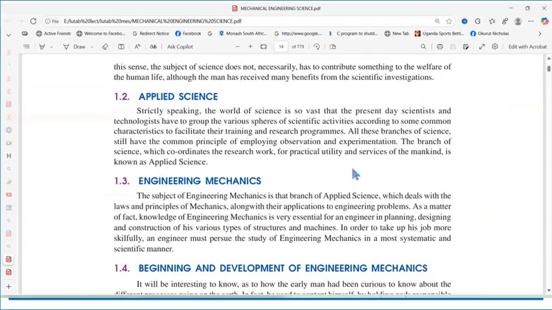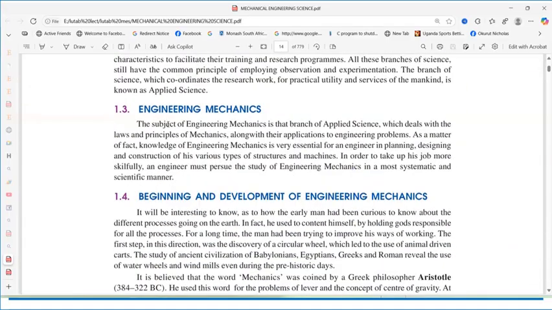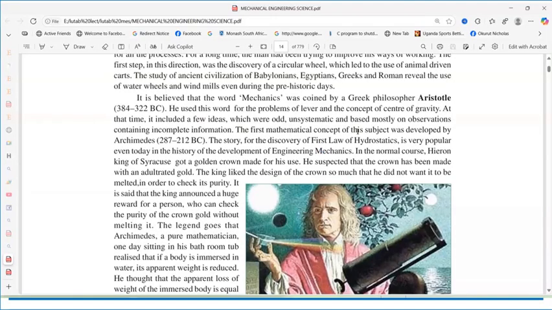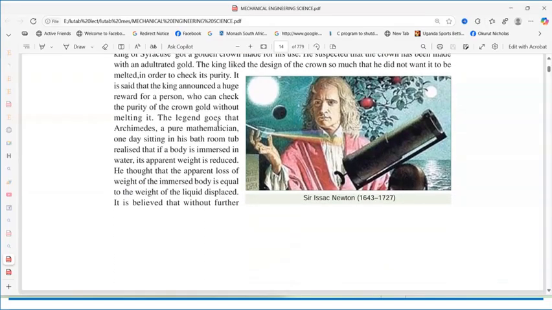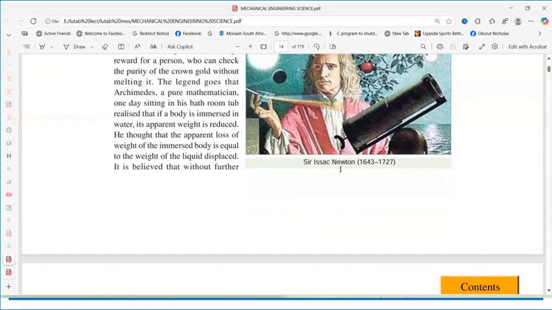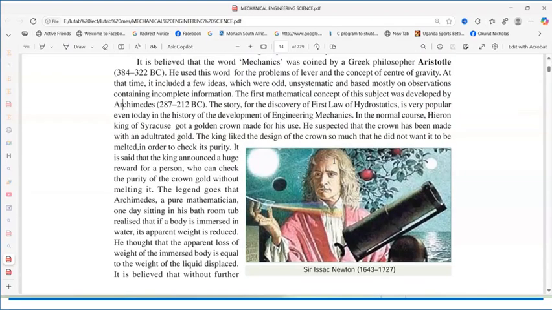That one I didn't spend a lot of time there. I said it's just a branch of applied science that deals with the laws and principles of mechanics along with the applications to engineering problems. And I talked about the history. I said that the people behind that engineering mechanics, we can find that the very first time it was talked about was by Aristotle, and then later on we see that a number of people like Archimedes and Isaac Newton contributed a lot of work to engineering mechanics.